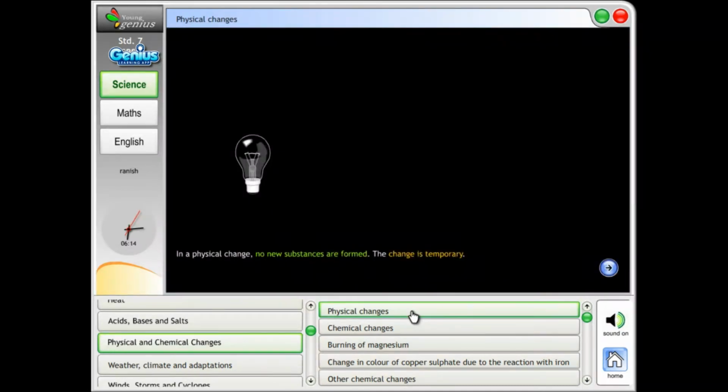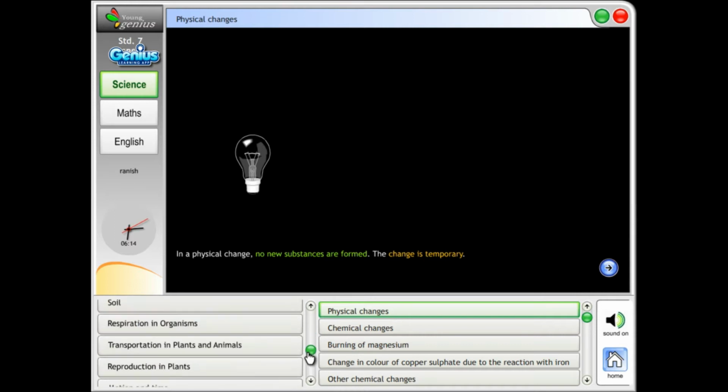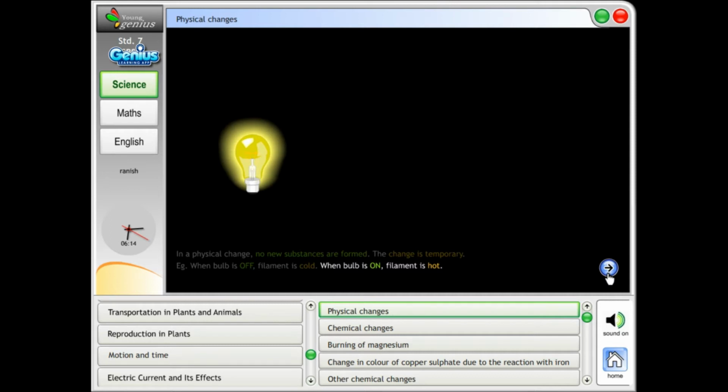Physical change. In a physical change, no new substances are formed. The change is temporary. Example, when the bulb is off, the filament is cold. When the bulb is on, the filament is hot. There is no change in substance.